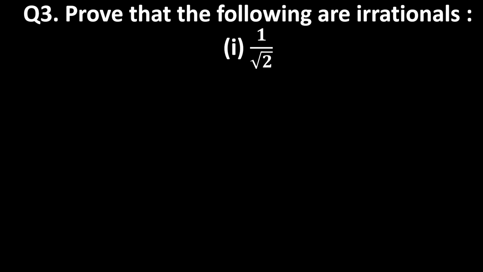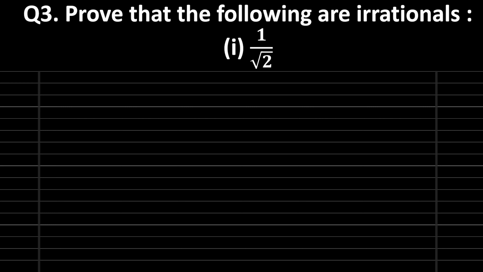Question number 3 of exercise 1.3. The question is, prove that the following are irrationals. Over here, the first subpart is 1 upon root 2. So we have to prove that 1 upon root 2 is an irrational number. So we will start first of all by assuming 1 upon root 2 as a rational number. So let's write down, let 1 by root 2 be a rational number.